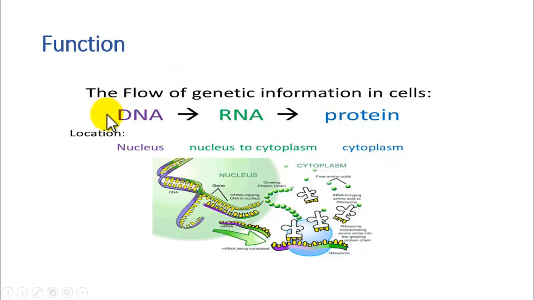Function. DNA functions as a material of genetic transfer. This is the genetic material in most of the organisms. It is also involved in self replication as well as for the transfer of genetic material from one generation to another. And the DNA also gives rise to, or helps in synthesizing, RNA. From there, protein is synthesized. The whole process is called the central dogma of molecular biology.